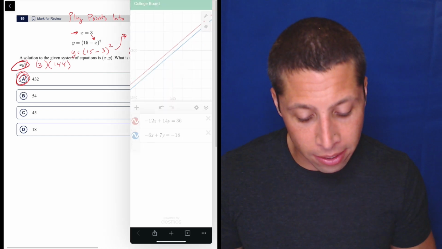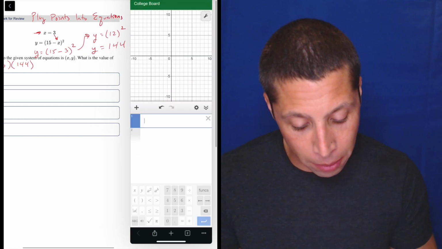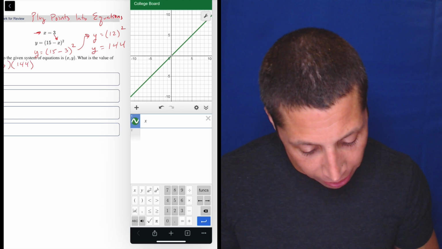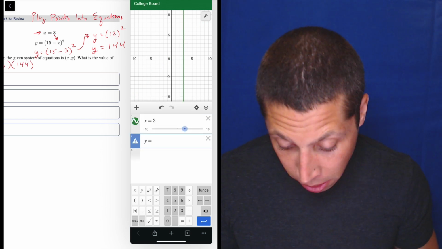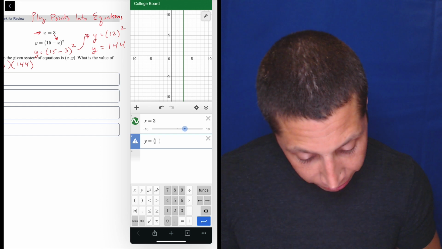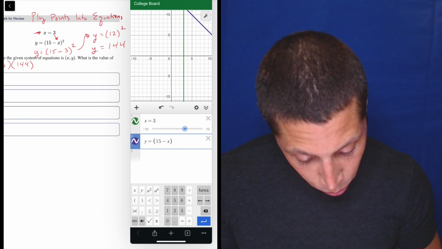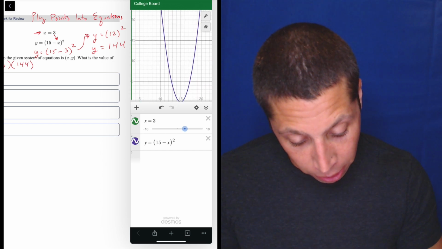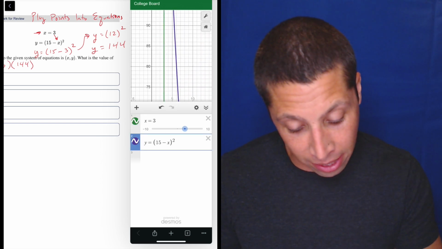It's such an easy thing to just be sure you're right by going to the calculator, typing it in, and watch what you're looking for. x equals 3, and y is equal to, put the parentheses, do it exactly as written, 15 minus x squared. And what are we looking for? Where they cross. So it's going to be high, right? This is the one problem with this, and I think they did this on purpose.